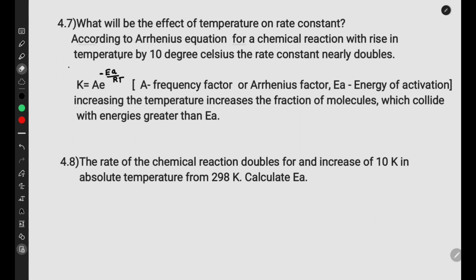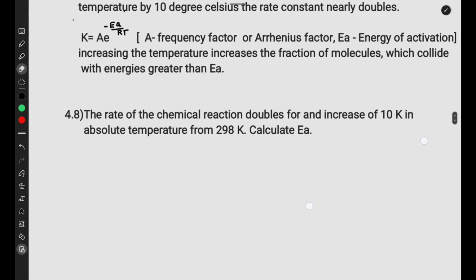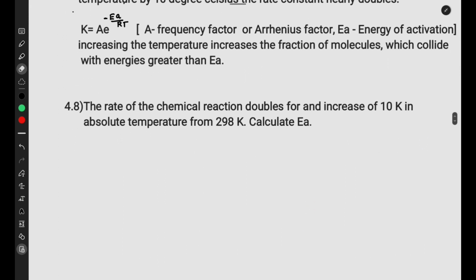So when we increase the temperature, the fraction of molecules which collide with energy equal to Ea or greater than Ea increases. Now, the rate constant of a chemical reaction doubles for an increase of 10 Kelvin in absolute temperature from 298 Kelvin. Calculate Ea.